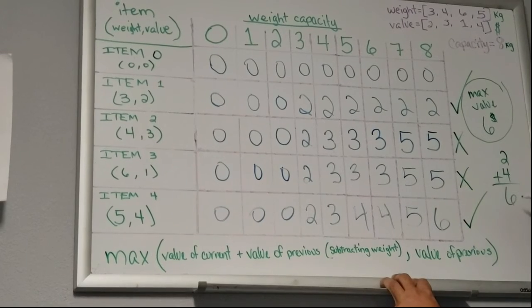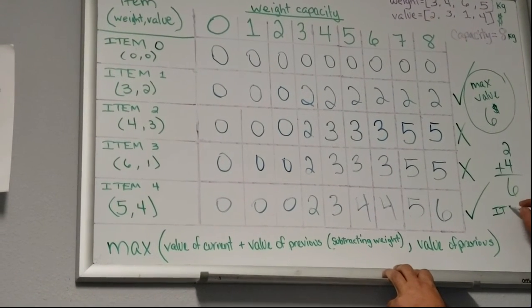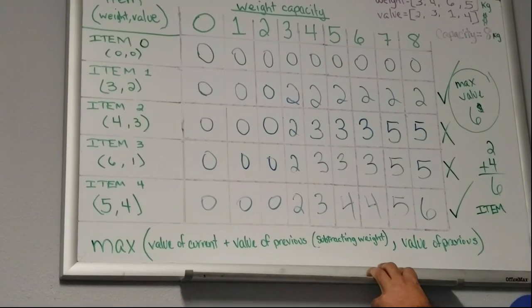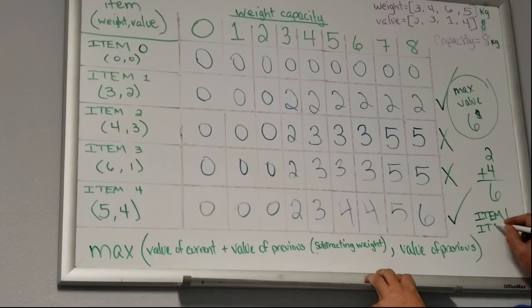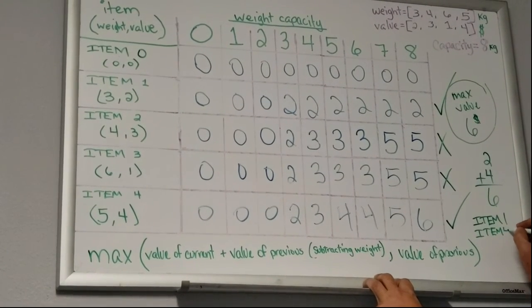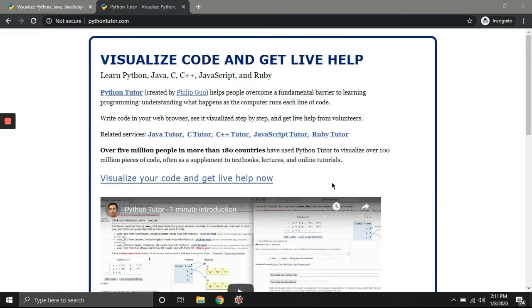So the 2 items that you chose to include in your knapsack include item 1 and item 4.